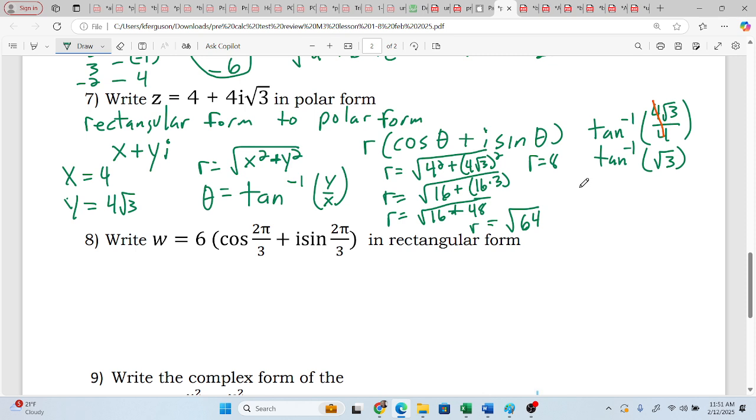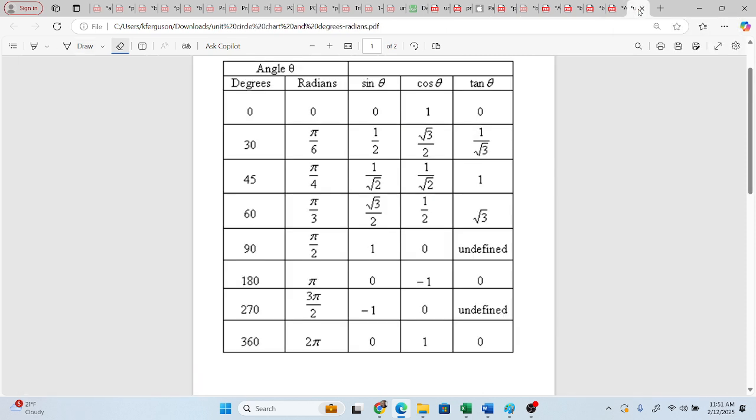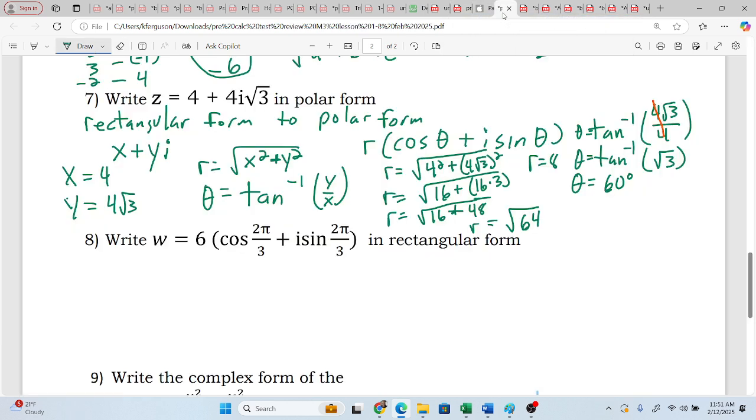So anyway, that means my theta is equal to 60 degrees. Now I need to change 60 degrees to radians because we've been using radians for this. If you forgot, 60 degrees in radians is pi over 3. That chart is really handy, isn't it? It's right there. So then I know that this is pi over 3.